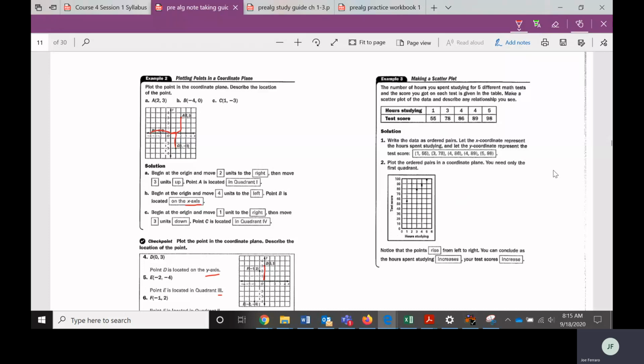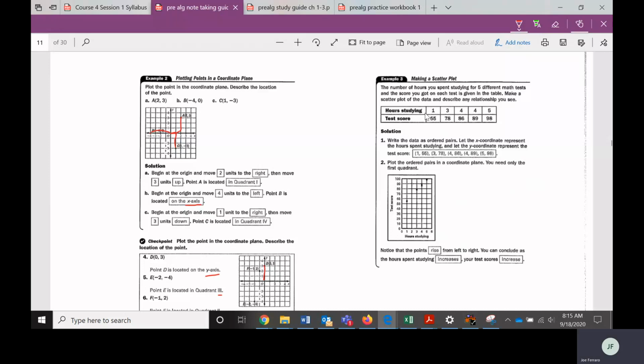So to create a scatter plot, it's a little bit like the histogram, except we don't have intervals on the bottom, which you might not remember what the histogram is. It's kind of like a bar graph, except you're just putting dots instead of making bars.